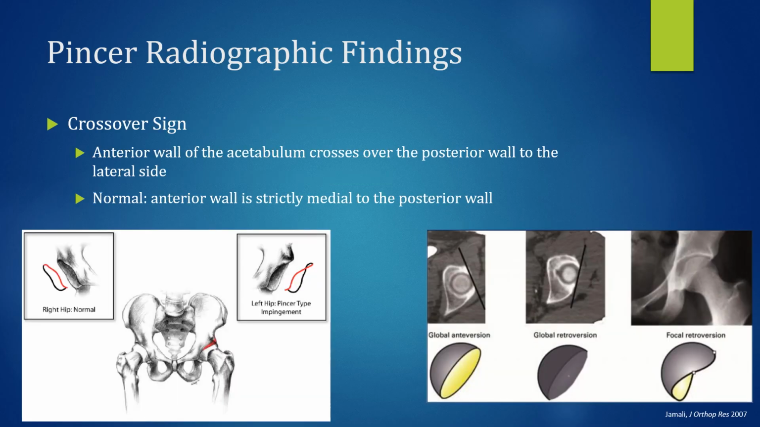In a normal AP view of the pelvis, the anterior wall of the acetabulum is always medial to the edge of the posterior wall. A crossover sign occurs when the posterior wall becomes medial to the anterior wall of the acetabulum. If we look at the CT scans and drawings on the right, we can see how different versions of the acetabulum will affect the hip joint. With pincer FAI in the far right image, the overdevelopment of the acetabulum creates a focal retroversion effect, which is why the crossover sign becomes apparent.